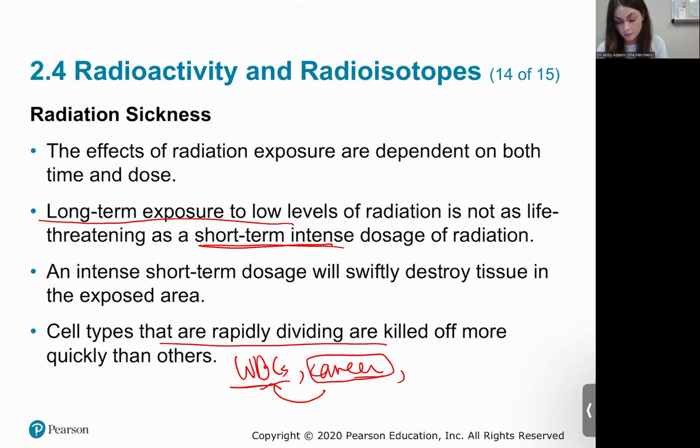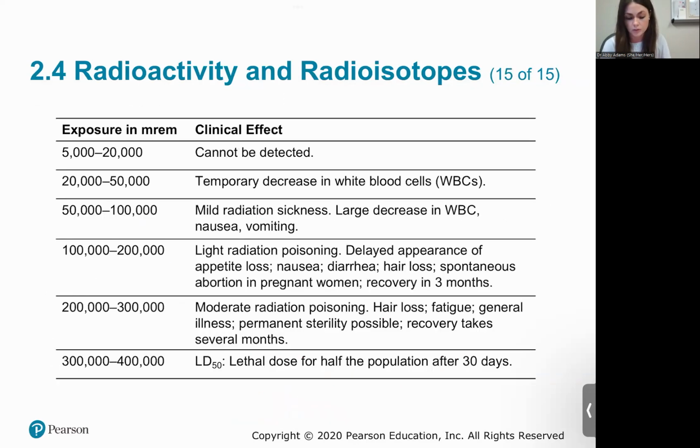Your hair cells are rapidly dividing, so treatment with chemotherapy can cause hair loss. Or take your stomach lining, which produces mucus. You can have problems with those cells that produce mucus to protect you from the acid in your stomach, and you can end up being nauseated and throwing up. Those are some of the side effects from cancer treatments, including radiation.